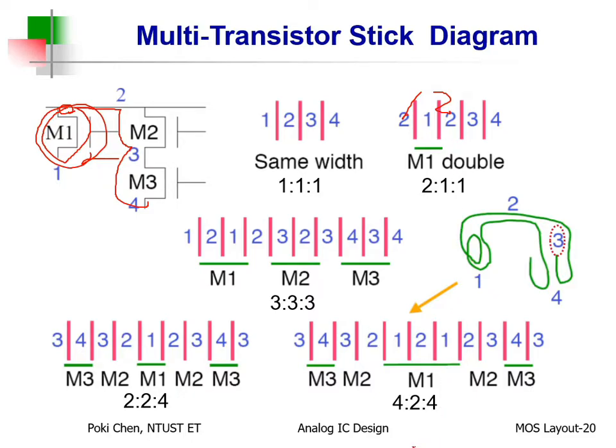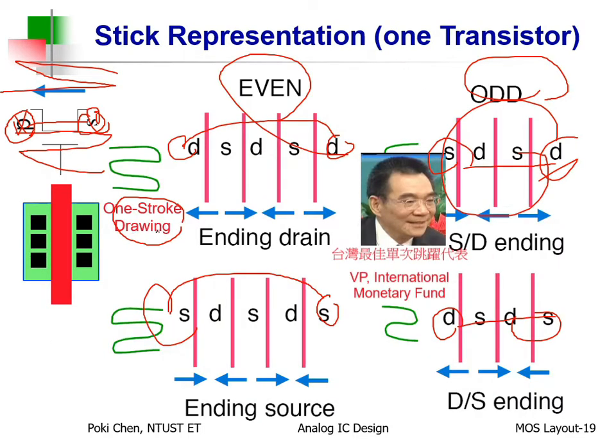When I say 1, 2, M1 generates 2 fingers, stacked together. And then 1 for M2, the other one for M3. Got it? So that is the procedure for stack layout. We call it one-stroke drawing.